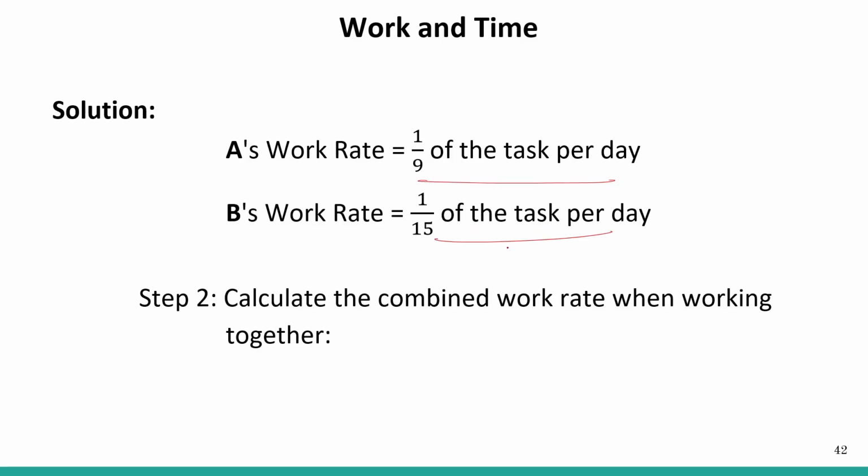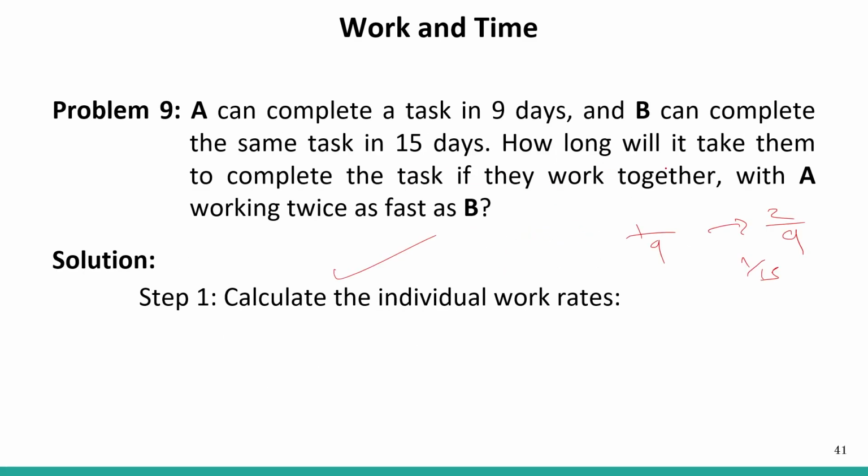So the combined work rate will be what? If they work together, their combined work is 2 by 9 plus 1 by 15, right? So with the common denominator 45, this becomes 10 plus 3, okay, so 13 by 45.